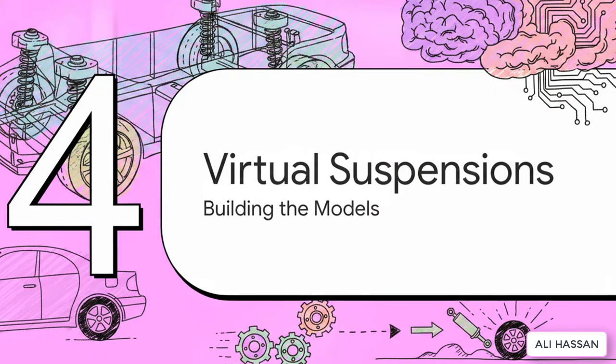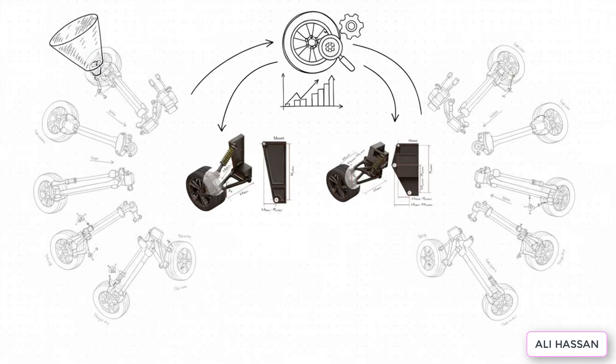Section 4, building the virtual suspensions. This is where we dive into the actual mechanics of how the AI starts creating and testing these designs virtually. So instead of human engineers painstakingly drawing individual CAD models, the system uses a clever statistical method called Latin hypercube sampling. It automatically generates hundreds of unique, evenly distributed 3D CAD models, like the McPherson on the left and the double wishbone on the right, in just a fraction of the time it would take a person.